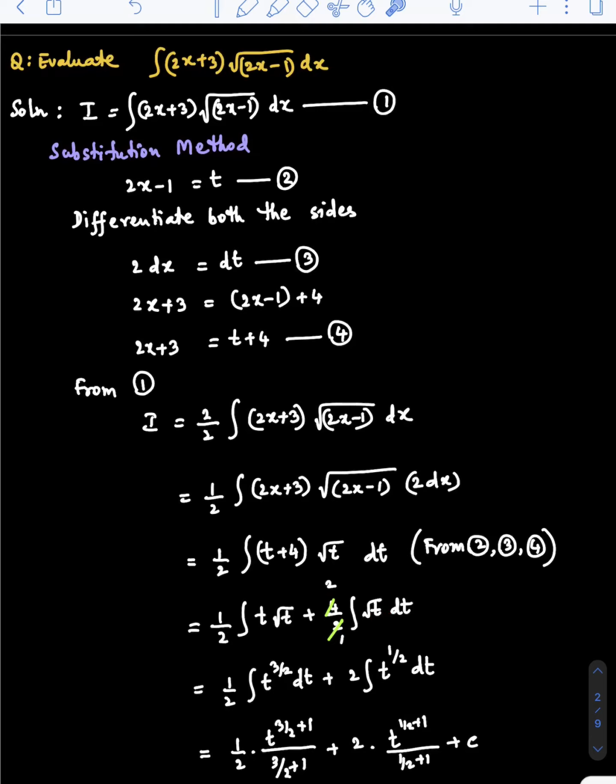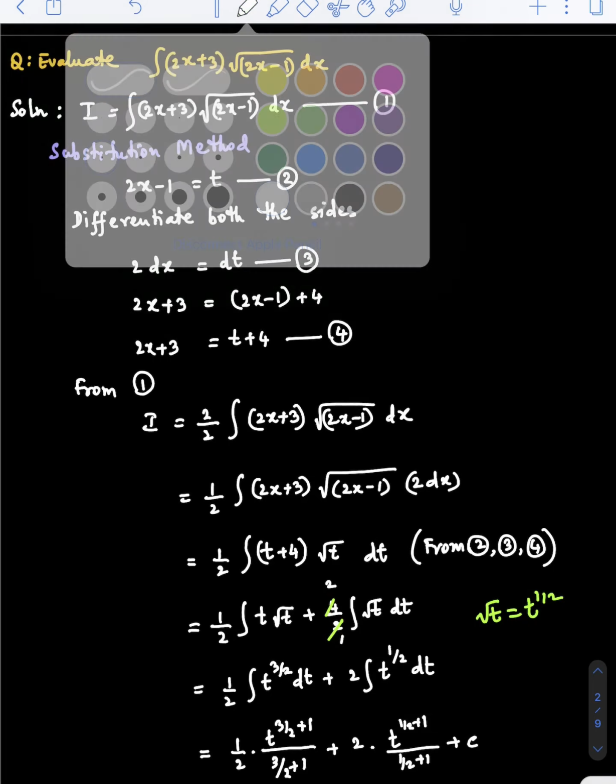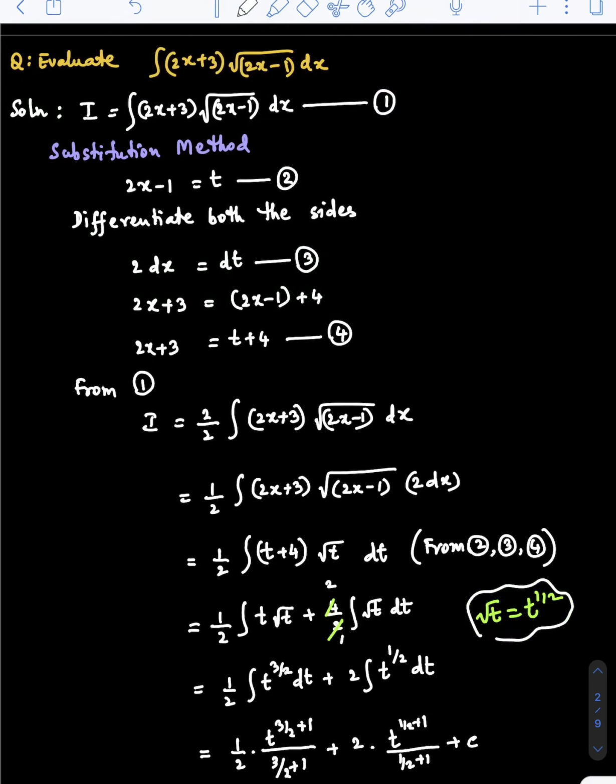So half. Here what happened? t power 1, t power half. Just t means, root t means t power half. Don't forget it. Root t means t power half, radical form. So here in place of root t, we have to take t power half. t power half into t power 1. Bases are same, powers are added. 1 plus half is 3 by 2, 1 and a half.